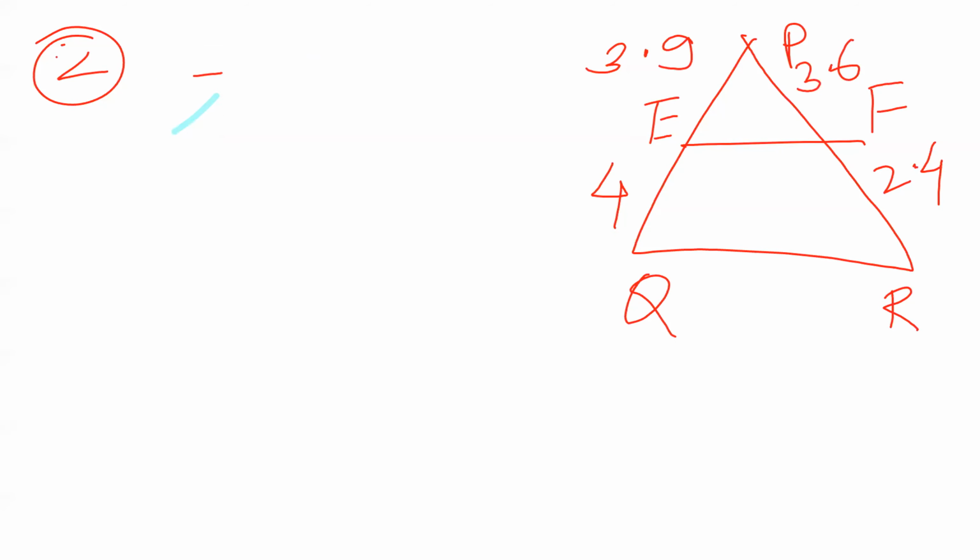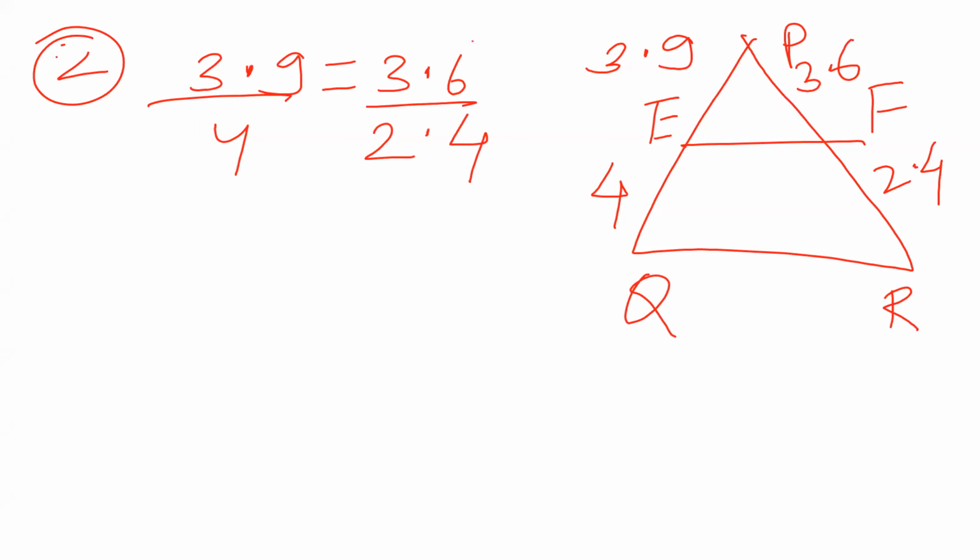Which theorem do you have to use? Yes, the converse of the basic proportionality theorem. So just check: 3.9 divided by 4 is equal to 3.6 by 2.4? Sir, it's not. It's not parallel because the ratios are not the same. Just wait, I will cross check.